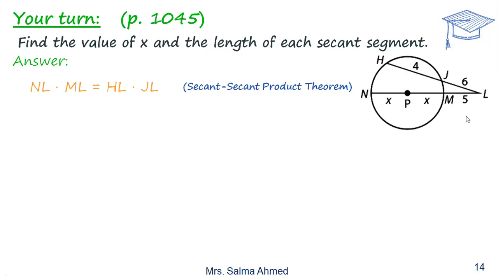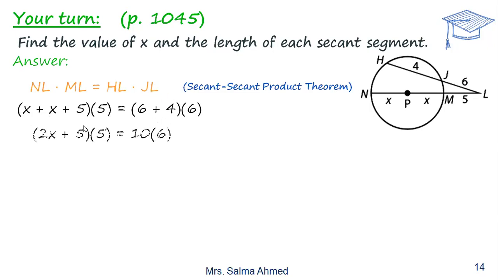Then I'm going to substitute NL, which is x plus 5. So I'm going to open a bracket to put x plus 5. This is NL. And times the external part, which is ML, equals 5. So this bracket times 5 equals HL, which is 6 plus 4, in a bracket, times JL, which is the external part, which is 6.